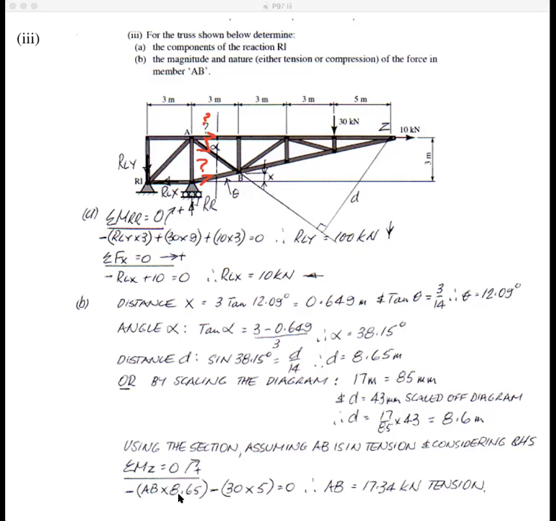So I've got AB times 8.65, and I've said it's going anti-clockwise. We're taking the right-hand side here. Minus 30 times 5, there's the 5 there. That's going anti-clockwise, so that's negative. And you don't worry about that force there because you're taking moments about that point. And so that equals 0. Therefore, AB is equal to 7.34 kilonewtons in tension because we got a positive answer there, and I've said that that member is in tension.